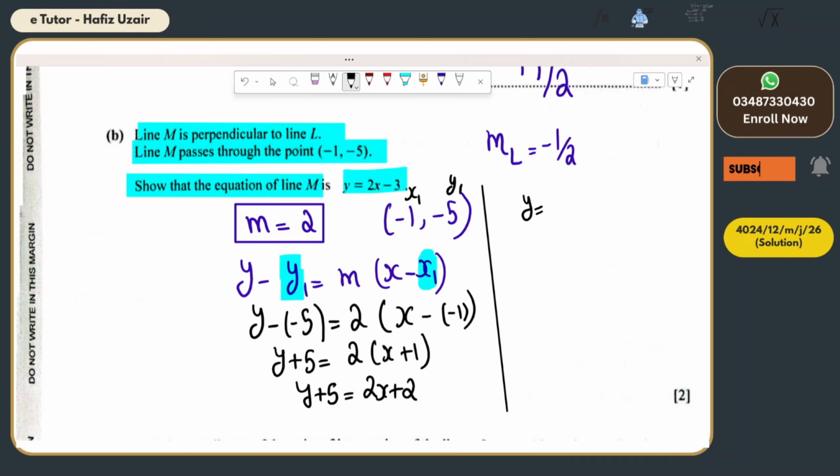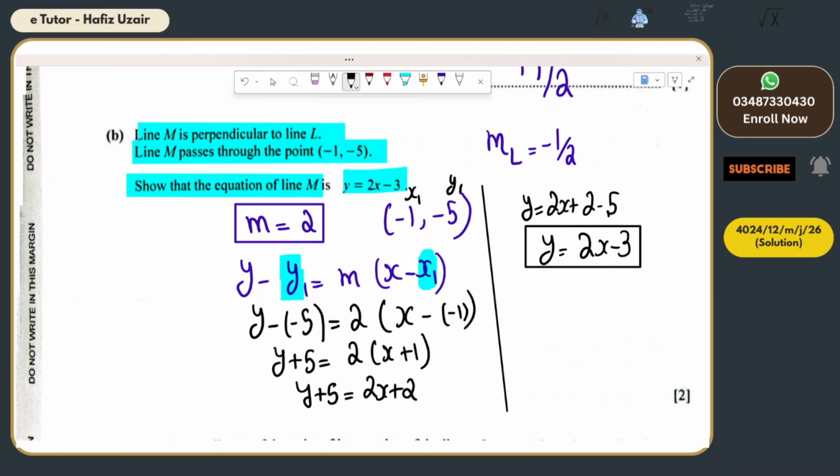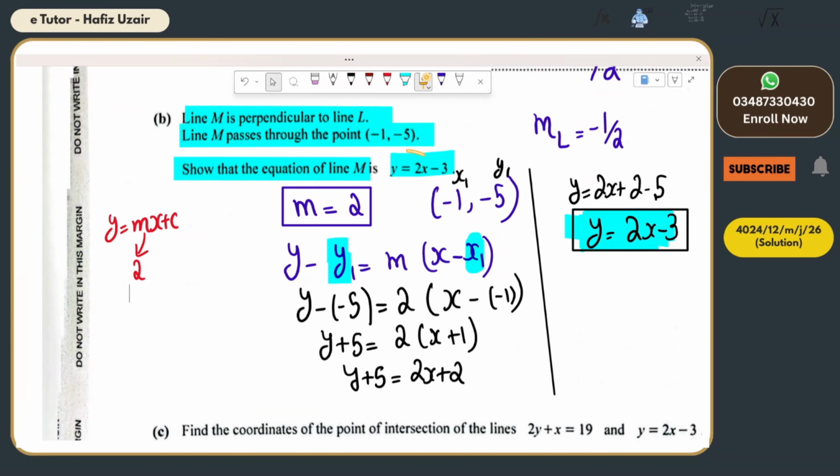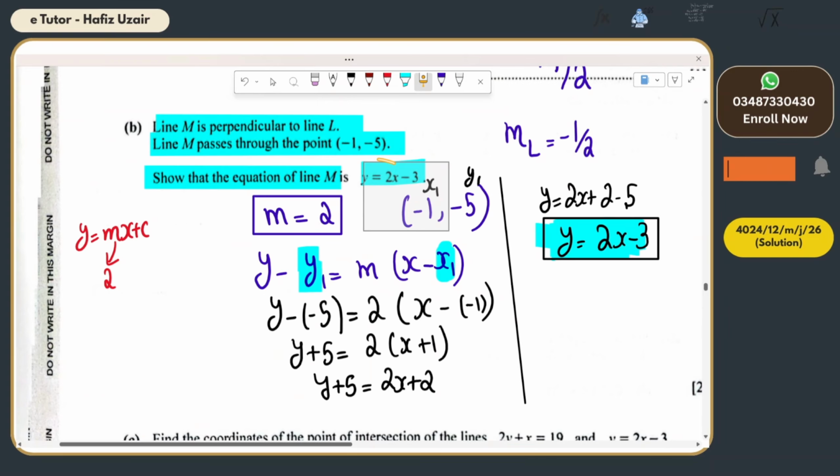So y will be equal to 2x plus 2 minus 5. So y will be equal to 2x minus 3. So this is the exact equation that you are supposed to show. All right, you can also solve this question by using y equals mx plus c. You have the value of m, that is 2. You can put the values of this point, -1 and -5, over here.